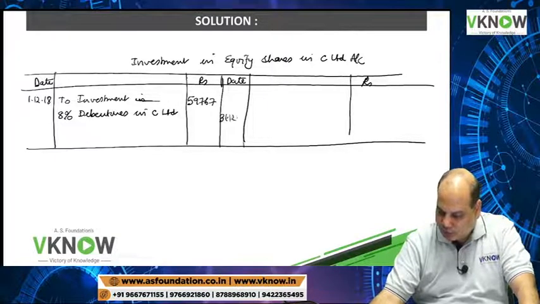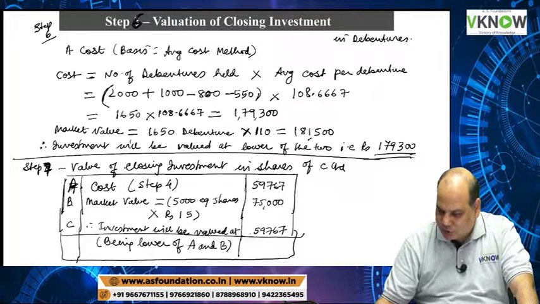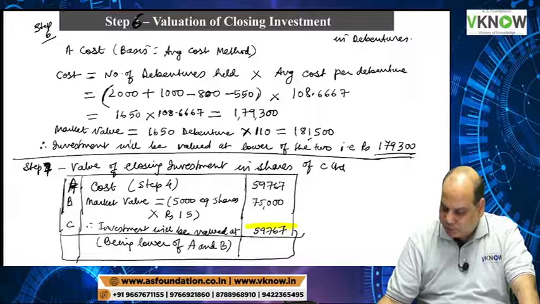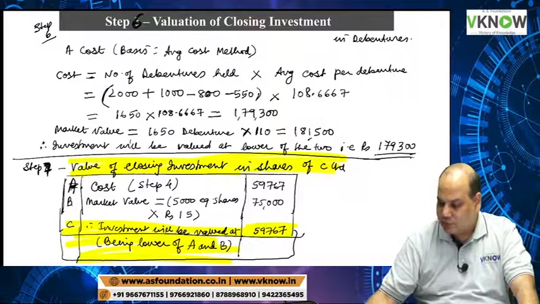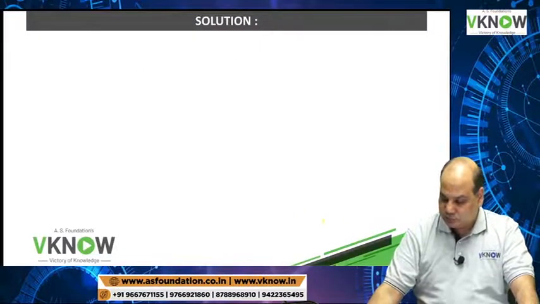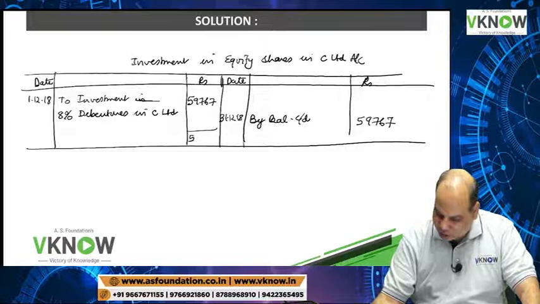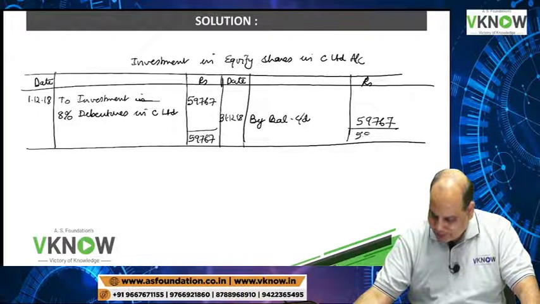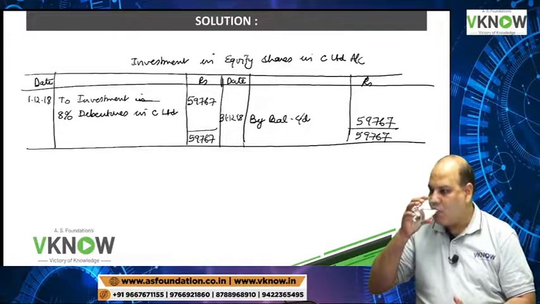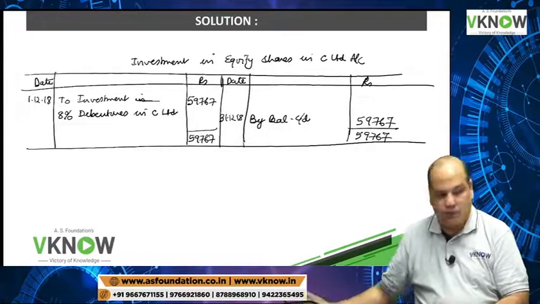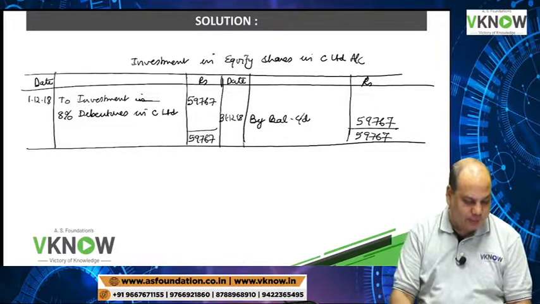And 31st December 18, by balance carried down. Again we'll have to go and check the last step which we have prepared. On the screen below, 59767 is the value of closing investment in share because it is below the market value. So 59767 by balance carried down. No further action required. This answer is over.